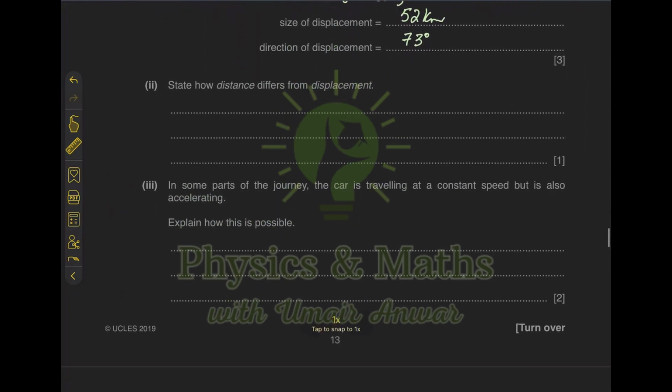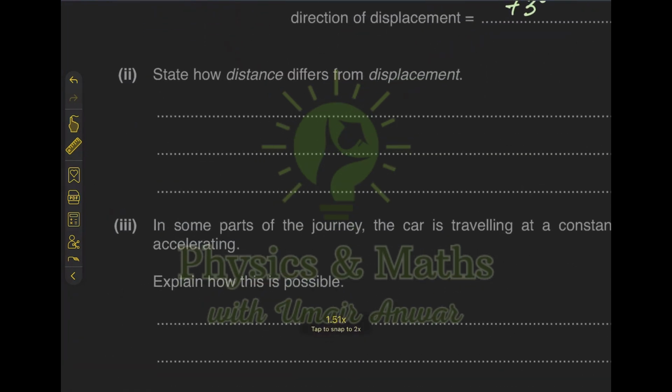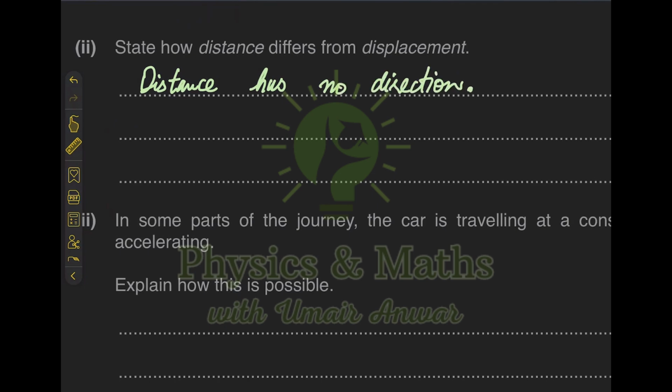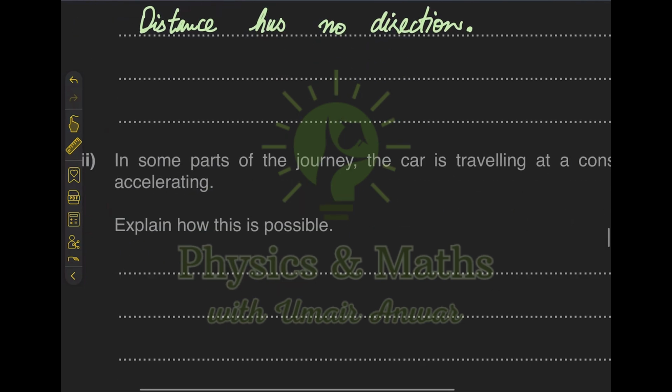The next part says state how distance differs from displacement. So the difference is that distance is a scalar quantity and it does not have any direction. So I'm writing distance has no direction, while displacement is a vector quantity, and it also has a direction.